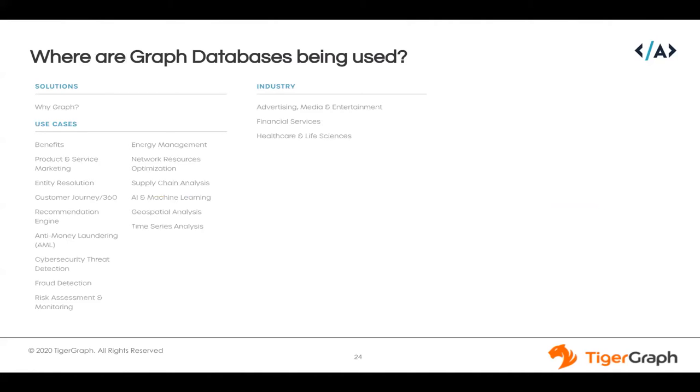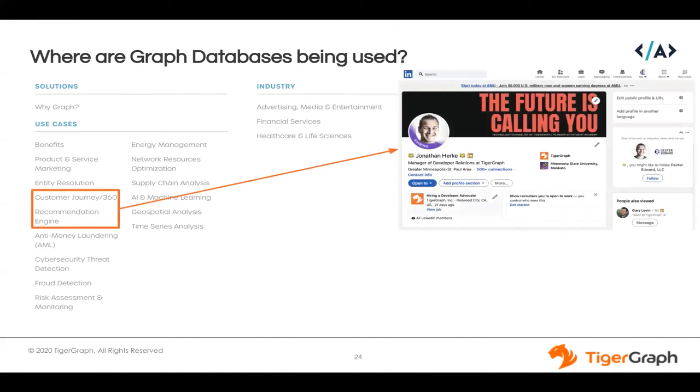So where our graph database is being used, I'm going through a very visual exercise because I think it's the best way to understand graphs. I could put a bunch of words on there, but we're going to look more at the visuals. So let's look at Customer 360. The reason I put Customer 360 and recommendation engine in here and then pointed it to LinkedIn is because essentially that's the same thing.